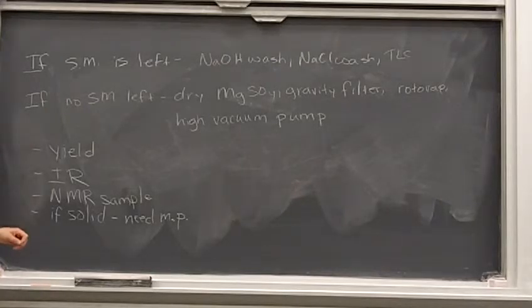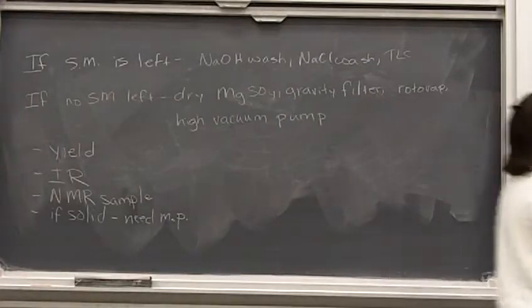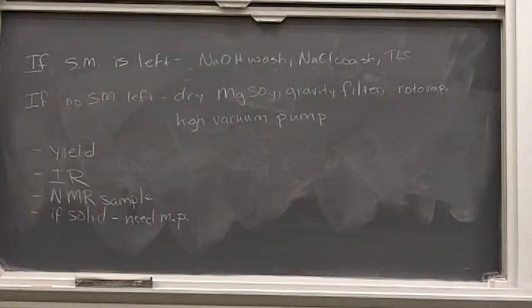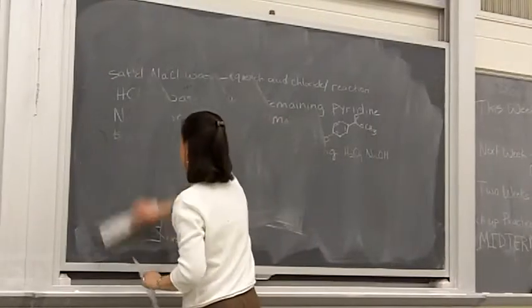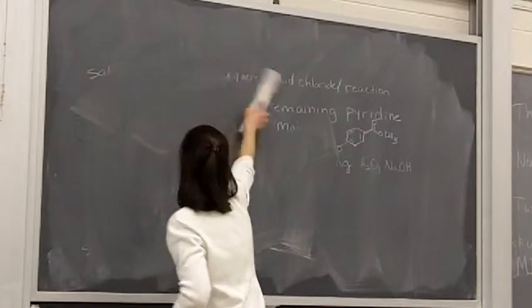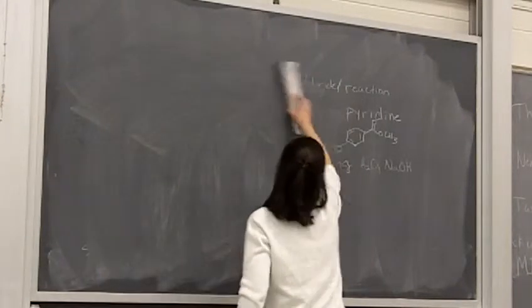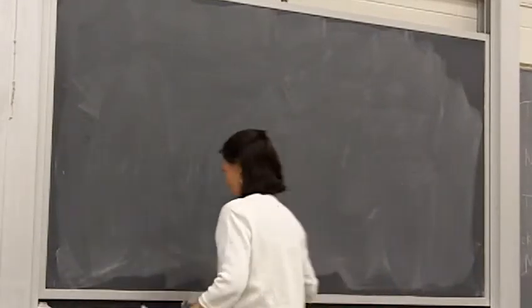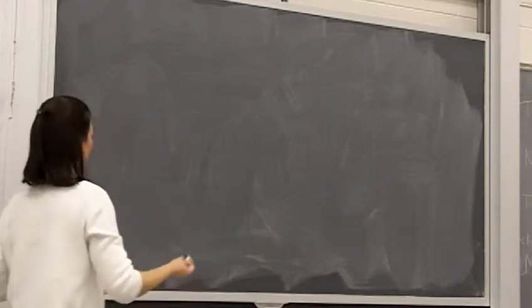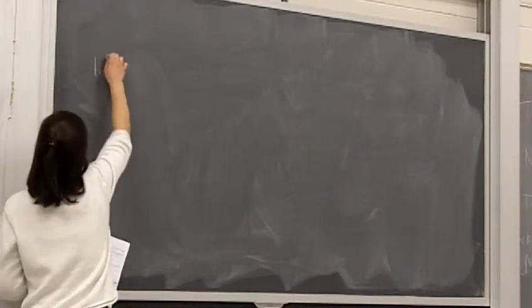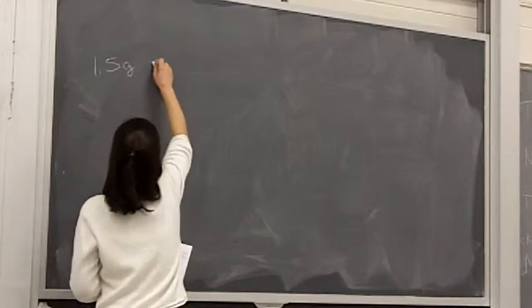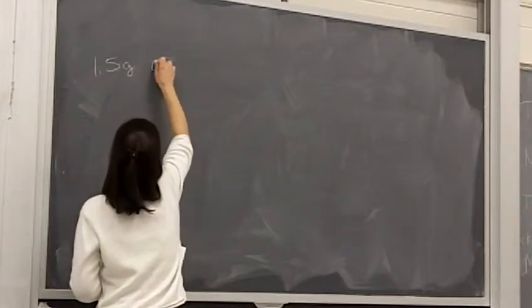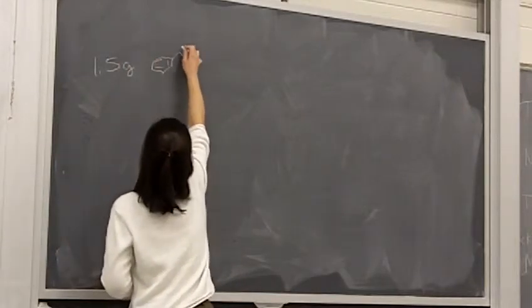Questions on the reaction itself? Okay, a couple things I need to go over for the reaction is you have to make some calculations. And you have to make those calculations based on what you are starting with. So remember, we're starting with 1.5 grams of methyl 4-hydroxybenzoate.